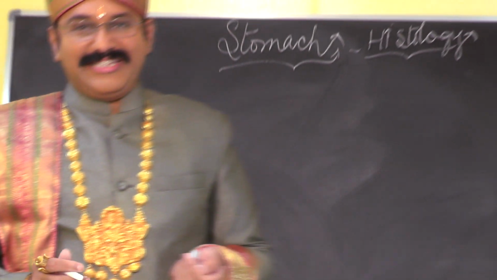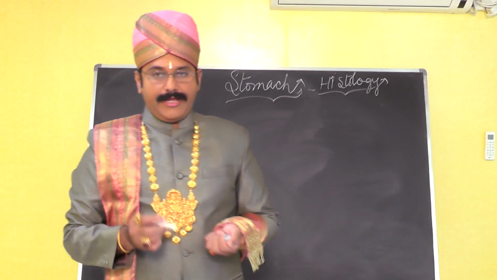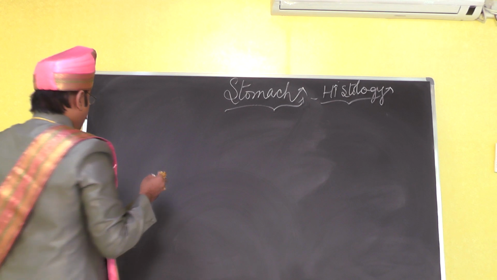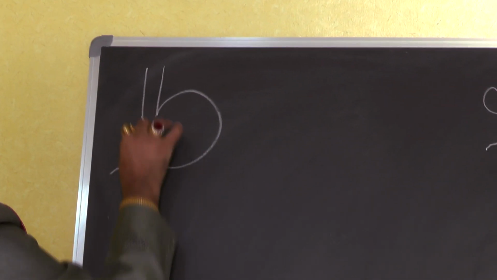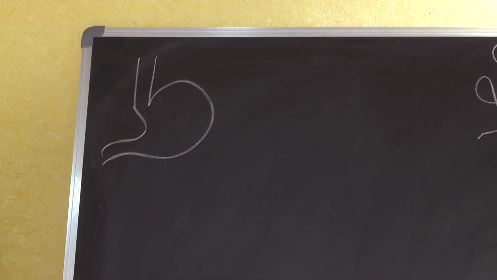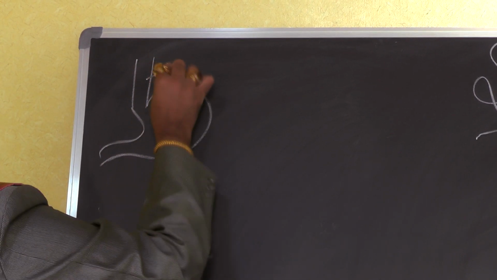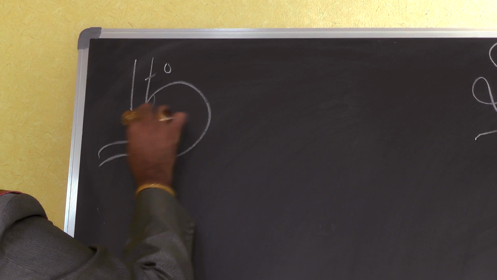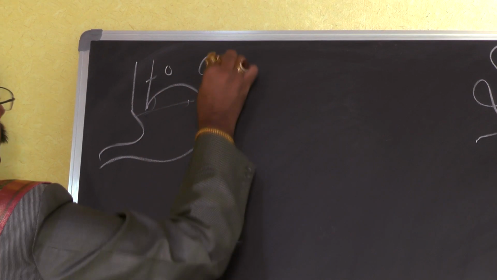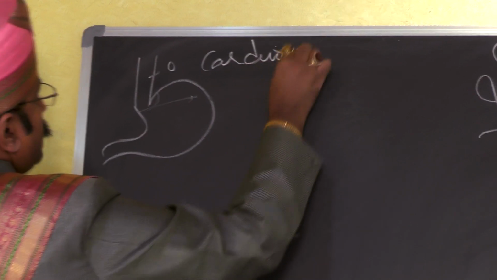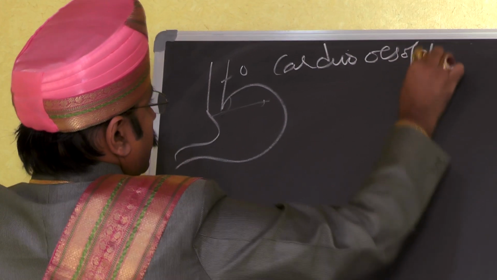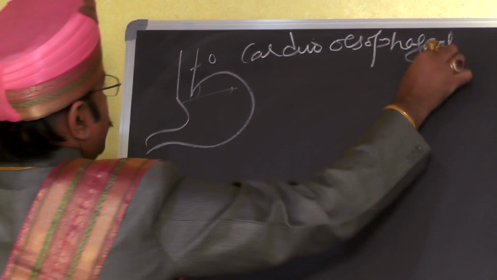Learn about the histology of the stomach, or the microscopic study of the stomach. Before that, let us just revise the parts of the stomach in very short. Now you know this is the esophagus, which is opening into the cardiac end of the stomach. So it is also called the cardio-esophageal junction.